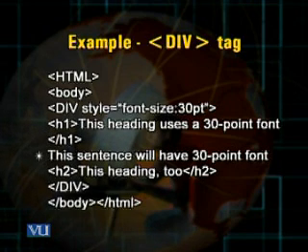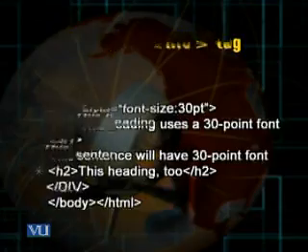Then there is a sentence. You can see this is not a heading, it's just a sentence, so it would not be in a heading format, and it would anyhow attain the property 30 point and would be shown in 30 point font size. This sentence will have 30 point font, and then the heading 2, H2, and the words are this heading 2, this heading 2, these words also would be shown with the 30 point font size. So that was basically the div tag for you.